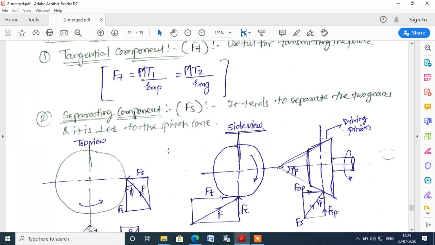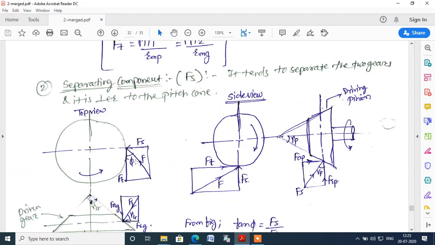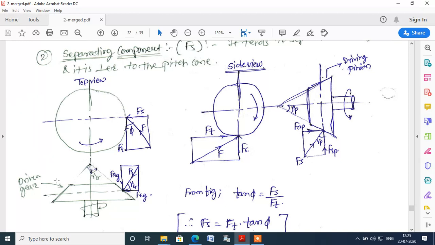Now, the separating force. This force tends to separate the two gears, and it is always perpendicular to the pitch cone. Now, see here. This is the top view of the gear. This is the front view. This is, let us say, the driven gear. Here it is a driving pinion. Here it is a side view. Here, this is gamma p. The separating force is acting at this point. These are resolved into two components, that is radial force and axial force. So this is FAP and this is FRP.